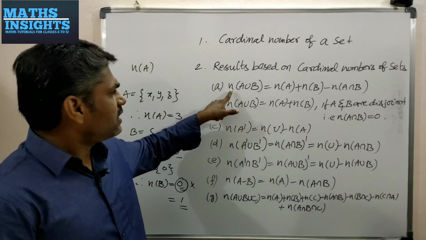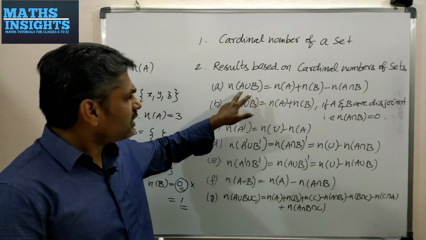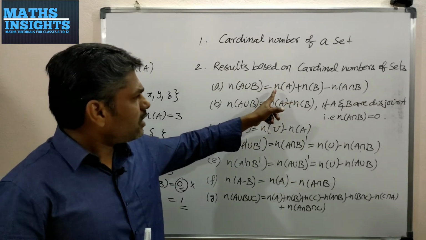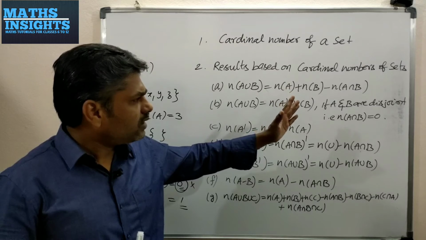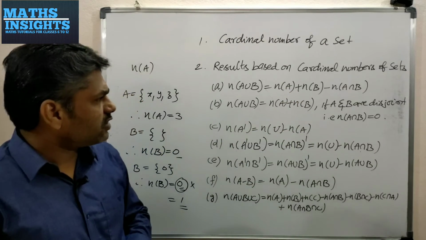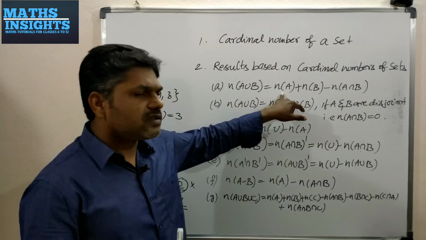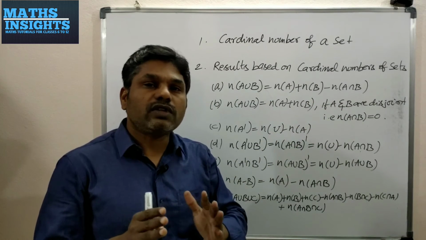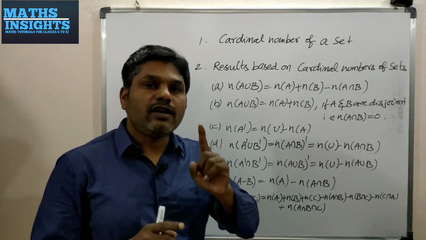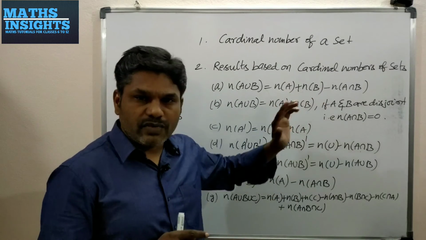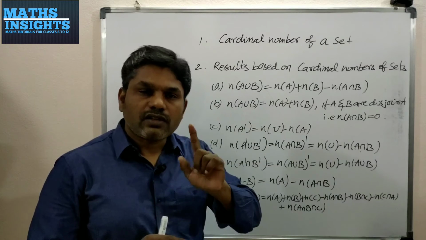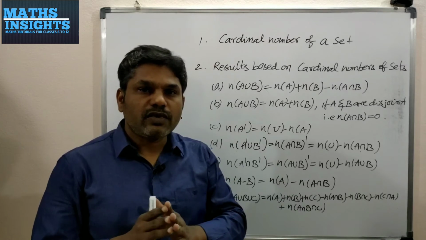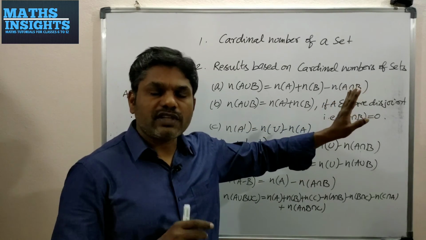The first result is n(A union B). That means the number of elements in the set A union B is calculated as n(A) plus n(B) minus n(A intersection B). You have to write the number of elements of A and B, and you have to remove those which are in both A and B. You should not take an element twice. If it is in A and B, that should be written only once. Therefore, we are removing the elements which are common to both A and B, that is written as n(A intersection B). That's very clear.